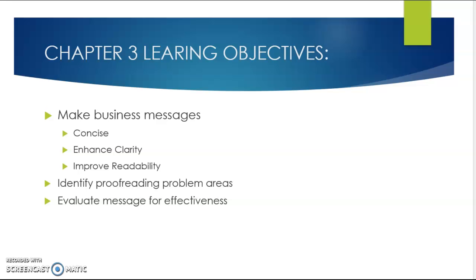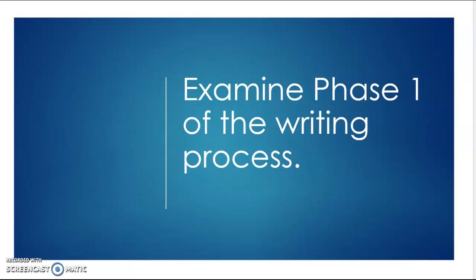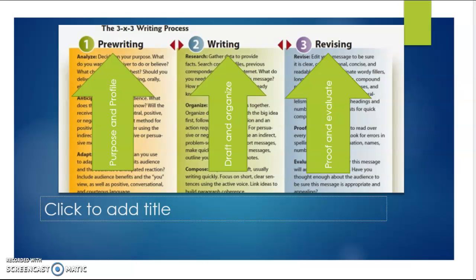Our first learning objective. The first thing we need to consider is the phases of the writing process. Now, if you are looking in your textbook in chapter 3, you are going to see this image. Our text advocates a 3x3 writing process. So specifically, we are working in phase 1 here, which is pre-writing. So this is the thought work that happens before a single key is touched, okay? We're identifying the purpose, and we're also profiling who is the receiver. What is most important to them?